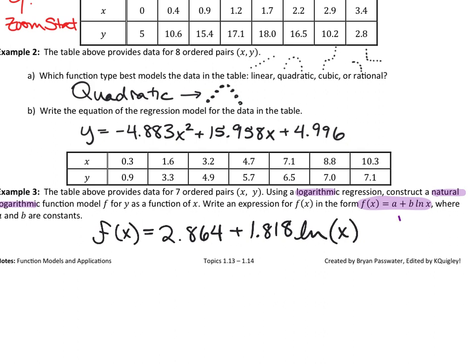Okay, again, if you wanted to write that down for yourself, this would be option 9 where it says natural logarithm regression. Questions, comments, concerns?